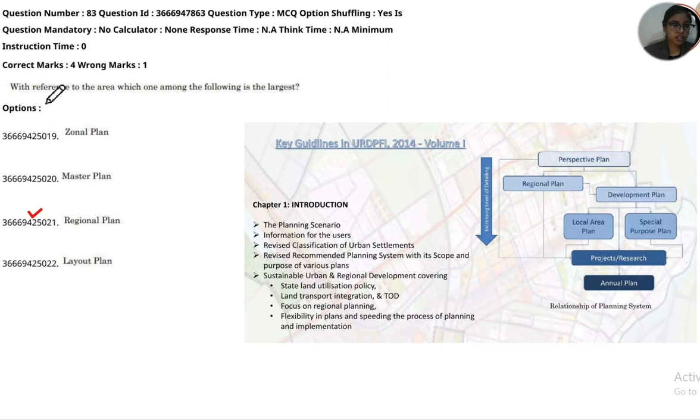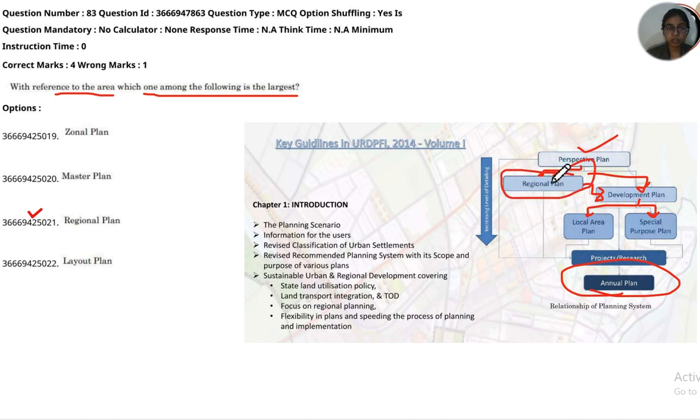The next question: with reference to area, which one among the following is the largest? The plans given to you are zonal plan, master plan, regional plan and layout plan. You have to find which plan covers the largest area. At the top we have the perspective plan, under which come the regional plan and development plan. Further, the development plan has the local area plan and special purpose plan, and at the bottom you have the annual plan for every year. So the top one among the options is the regional plan, covering a complete region.